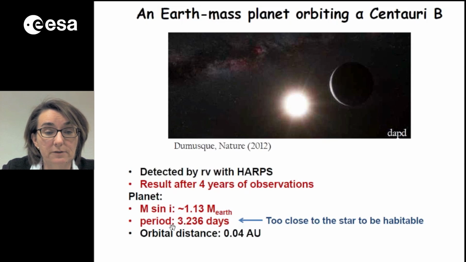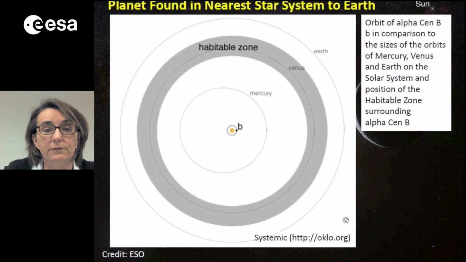How is the planet in terms of habitability? Well, again, the planet has an orbital period of 3 days only. It is very close to the star, and again, it's too close to be habitable. So to sum this up, we are able to detect rocky planets in the mass range of 1 Earth mass and in the size range of 1 Earth radius, but the planets detected so far are far too close to be in the habitable zone. And this is illustrated here again for the case of Alpha Centauri b.